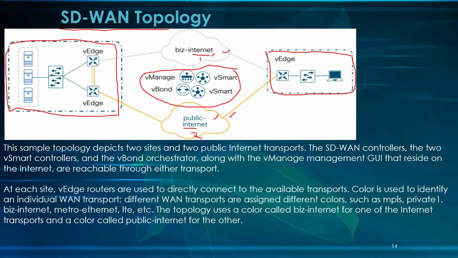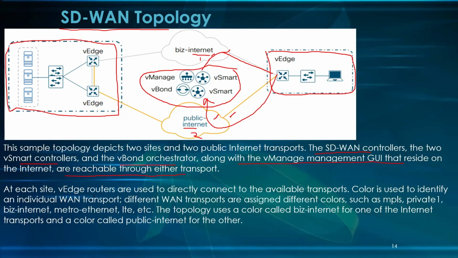The simple topology depicts two public internet transports, the SD-WAN controllers, 2 vSmart controllers, and the vBond orchestrator, along with the vManage management GUI that reside on the internet and are reachable through either transport. What does it mean? Both transports can reach these controllers, right?